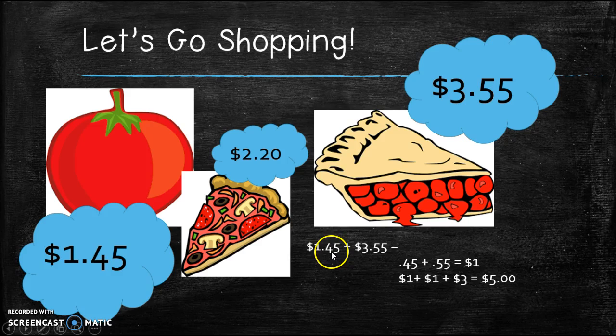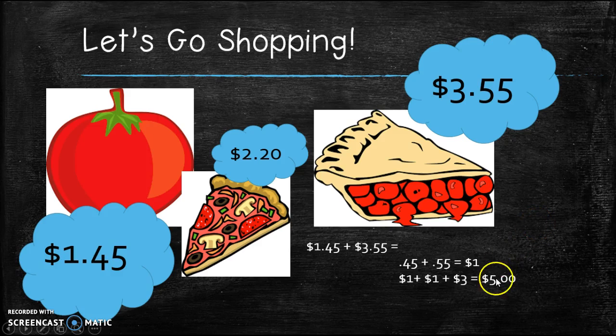So I'm going to start by adding the cents first. We already know 45 cents plus 55 cents equals $1. So I'm going to write that dollar down here. Then we have to add that dollar to this 1 and to this 3. So 1 plus 1 plus 3 equals $5. So $1.45 plus $3.55 equals $5.